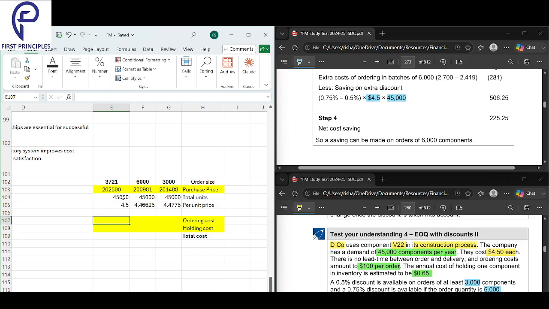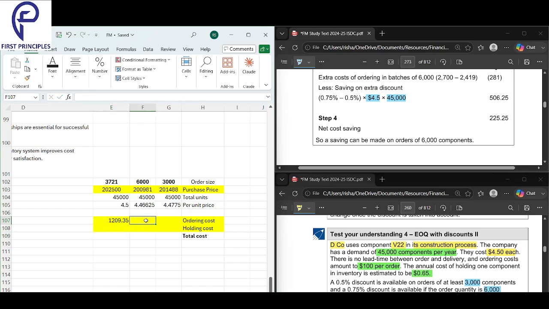45,000 divided by 3,721. So how many orders in a year? 45,000 divided by 3,721 is 12.09, into 100. 1209.35. Okay, this is my ordering cost.